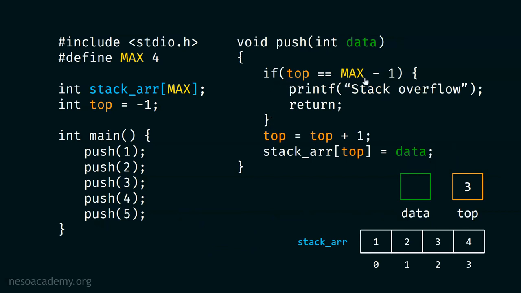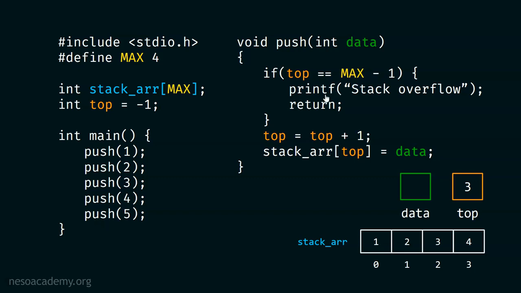If top is equal to max minus 1, then print stack overflow and return. What does it mean? If top equal to max minus 1, currently you can see top is 3. And what is max minus 1? Max minus 1 is 3 because max is 4, right? So 4 minus 1 is 3. We know that top is 3 and max minus 1 is also 3. So 3 is equal to 3. Isn't that so? This simply means that stack overflow occurred, which means that the stack is full.